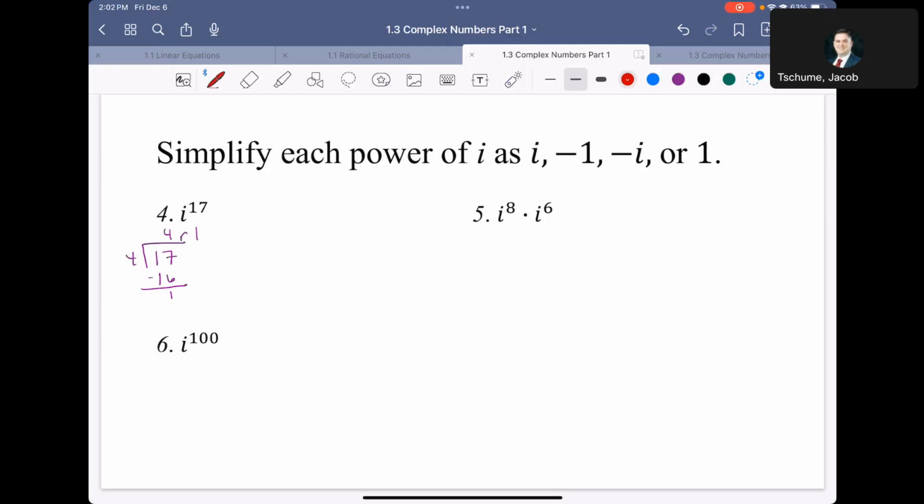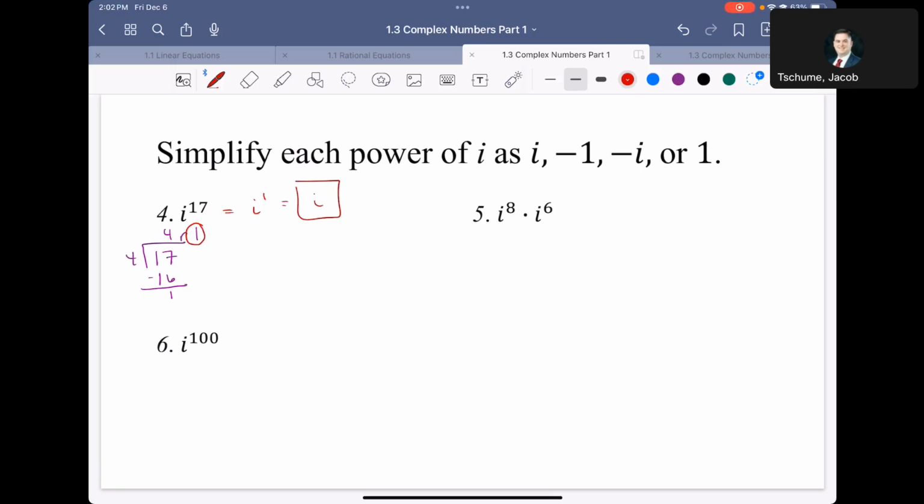The reason I'm doing it this way is because i raised to any power that's bigger than 4 is going to be equivalent to i raised to the remainder you get when you divide by 4. So we end up getting i to the first power. And so what you should know here is that if you do i to the first, that is just i. So that's equivalent to i to the 17th.